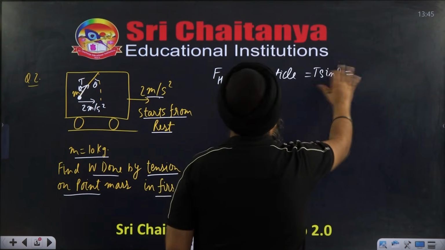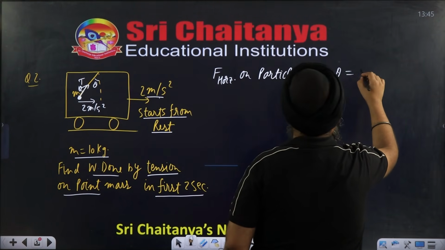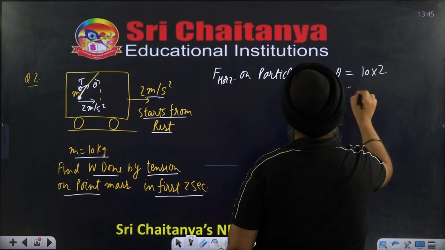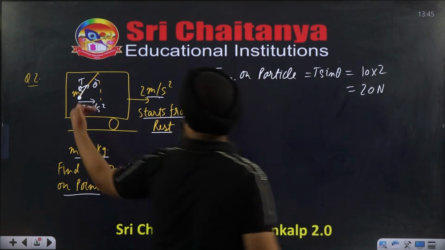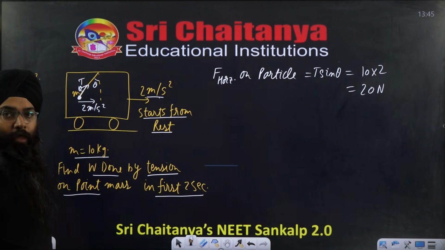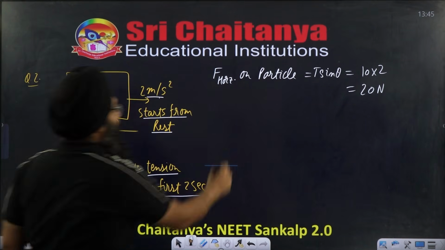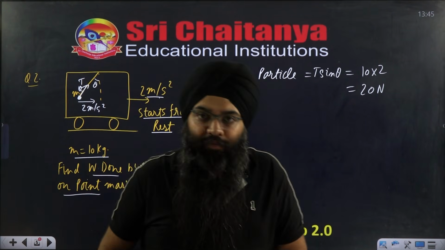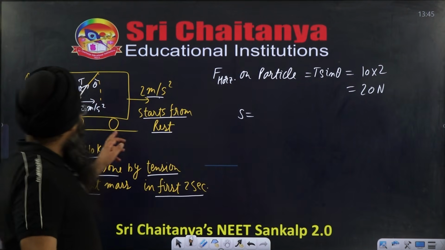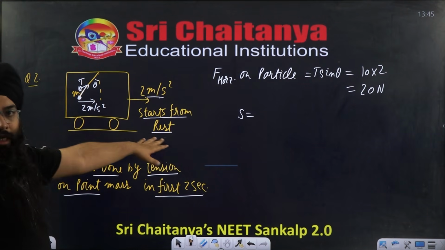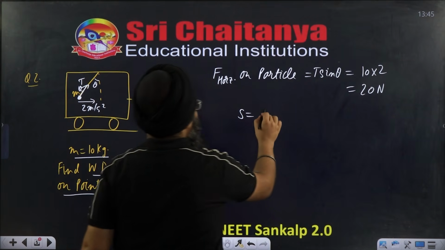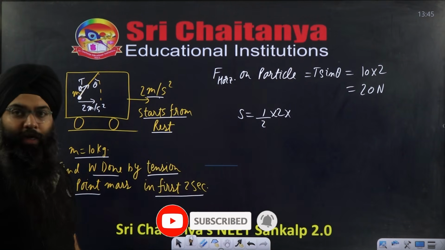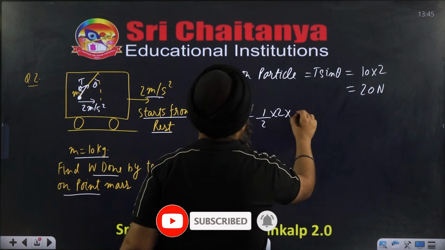So the horizontal force acting on the particle is T sin theta. That will be equal to mass into acceleration. Mass is 10 multiplied by acceleration 2. So 20 Newton of force, horizontal force, is acting on this particle. We have got the horizontal force. Now let us calculate the displacement. We know that the displacement of the particle is ut plus half at square. The initial velocity of the particle is 0 because the system is starting from rest. So it will be half into acceleration 2 multiplied by the time, which is 2 seconds. So I will write half into 2 into 2 square.